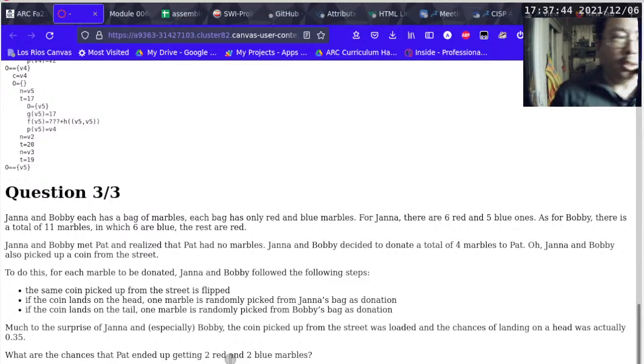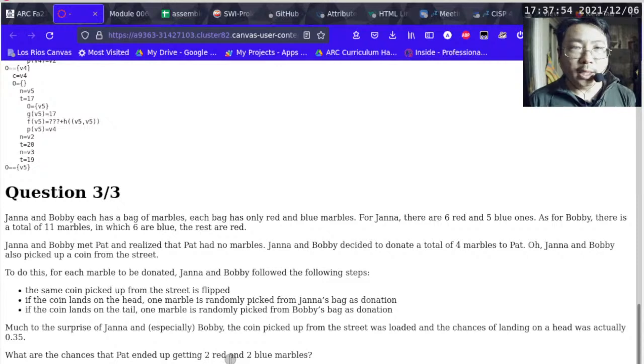Right, but what do we do to determine who is giving up a marble? Exactly, so we have to flip the coin first, okay? So we have to flip the coin to determine who is giving up a marble, and then depending on who is giving up a marble, there's a different probability of contributing a red and contributing a blue marble.